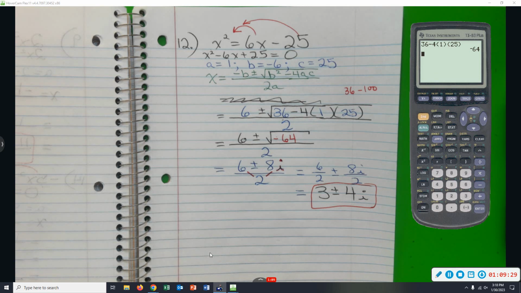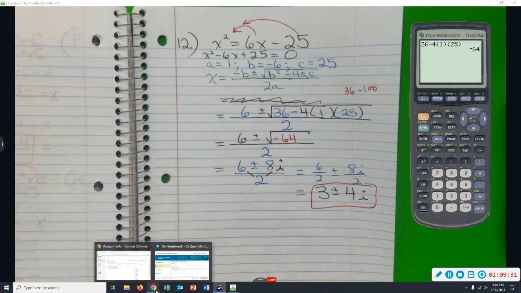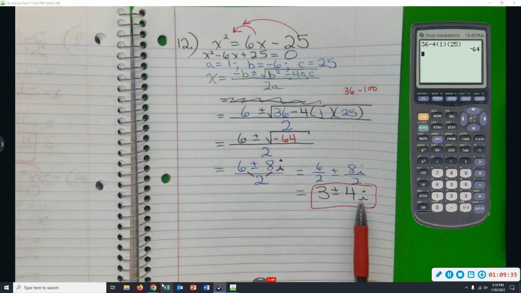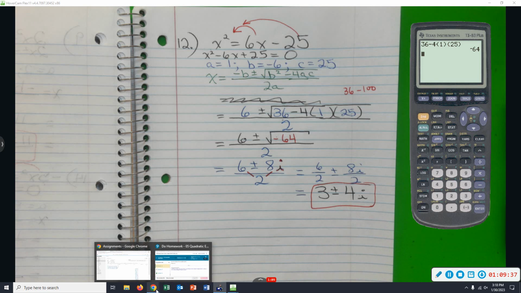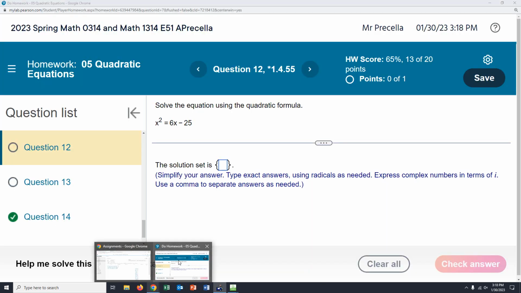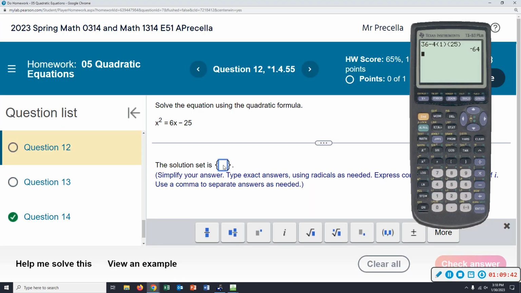Can I just write 7i instead? No, you can't combine the thing that has the i with the thing that doesn't have the i. Not like terms. So I'll write 3 plus or minus 4i.